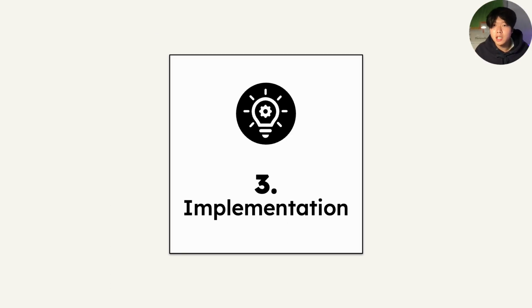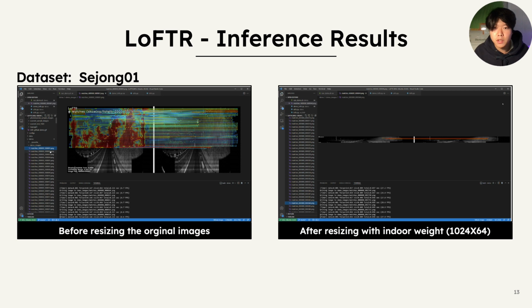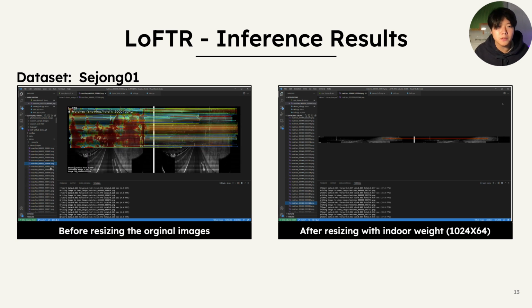In this part, I will explain in depth the implementation of our approach. We applied LoFTR to Sejong 01 data, conducting feature matching with indoor weights. However, a key challenge arose from the mismatch between model input size and image size, leading to suboptimal results in feature matching. We addressed this issue by resizing our images, resulting in improved feature matching outcomes.